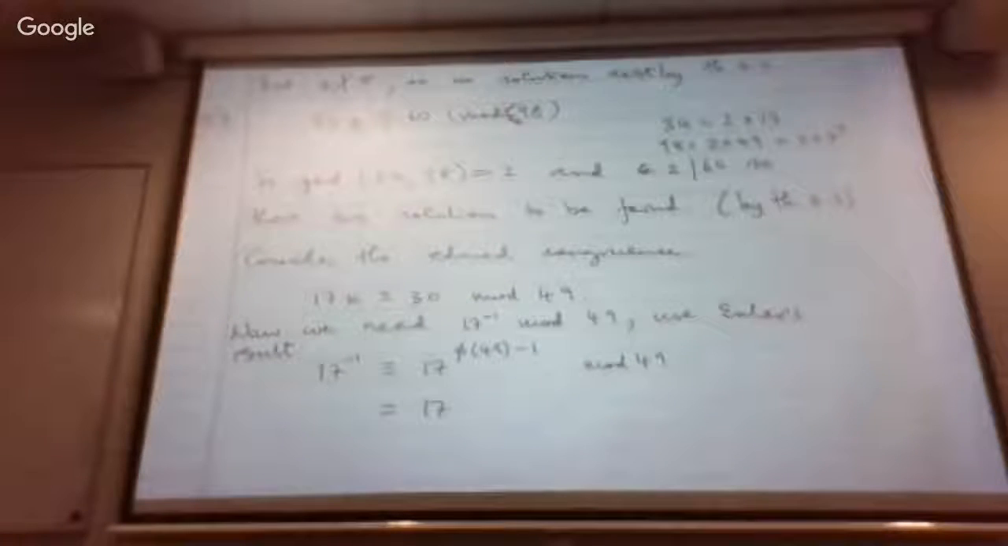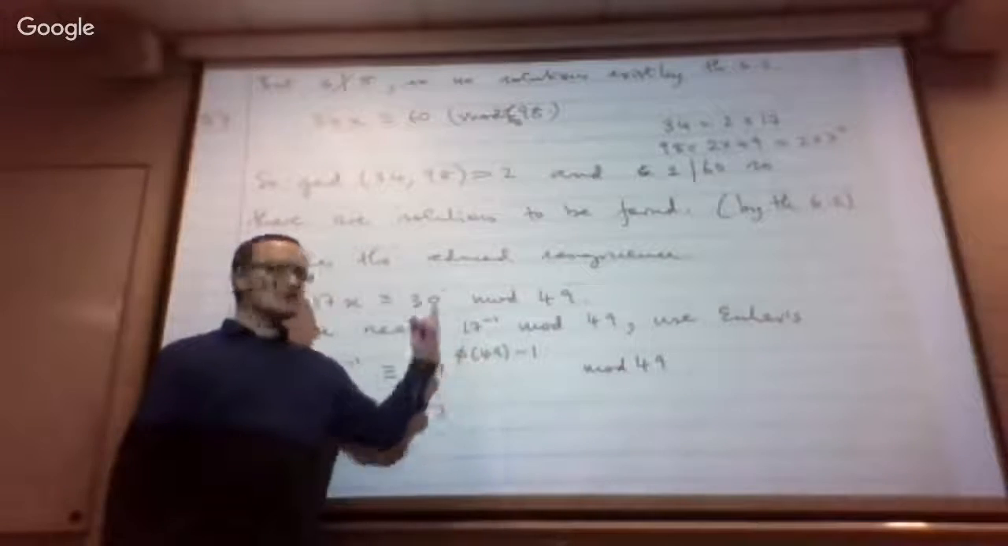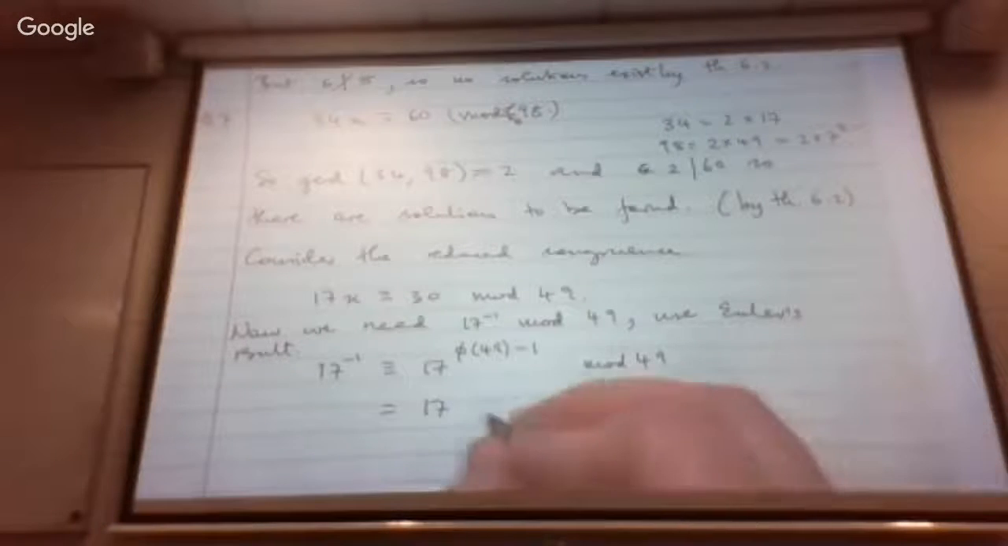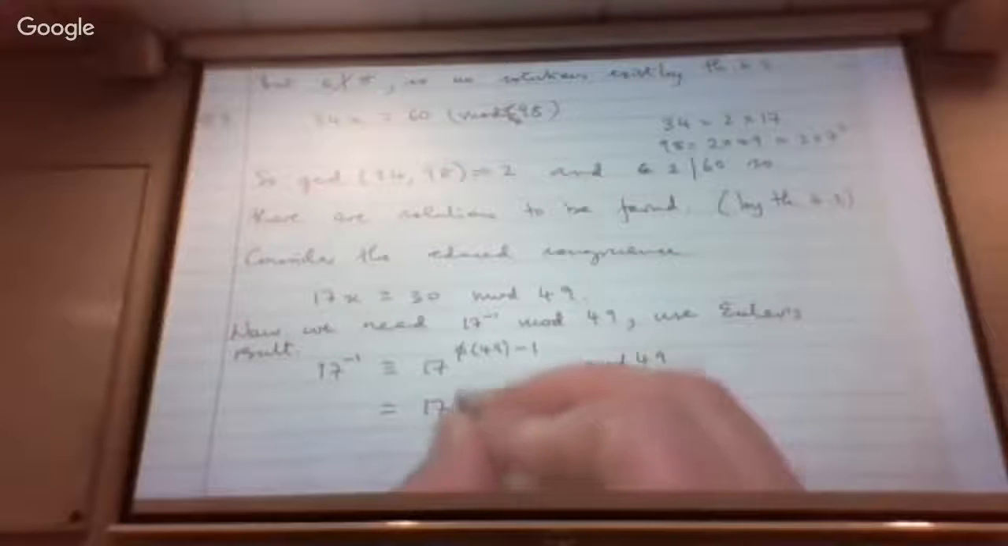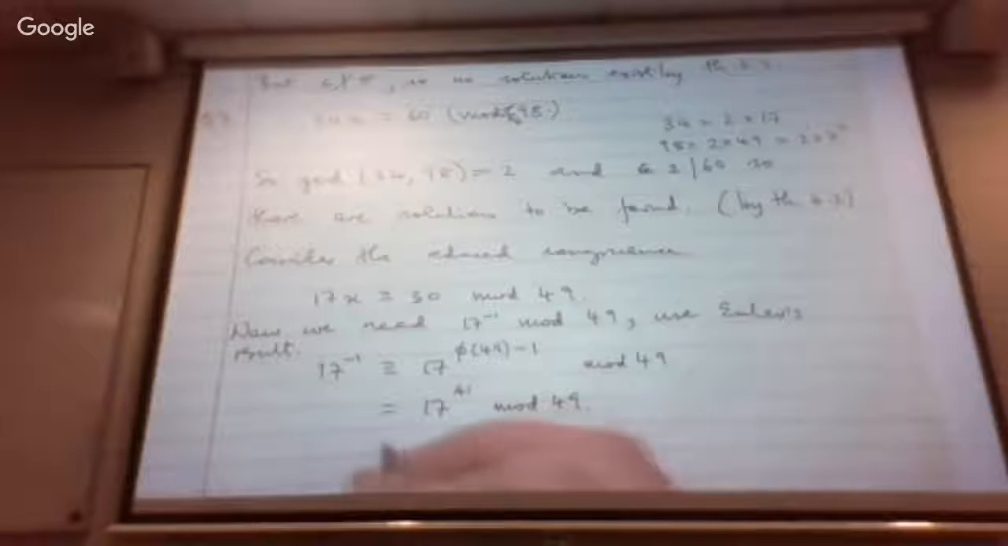49 is 7 squared. So remember the rule from the product formula for working out the Euler totient value. You use the prime factorization of the argument, so 7 squared, reduce the power by 1, it's 7, you multiply by 1 less than that prime, 6. 7 times 6, so it's 42. So that's 42 minus 1, so it's 41, modulo 49.